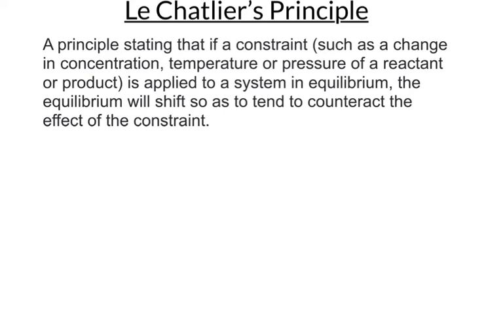All of these changes follow a principle called Le Chatelier's principle. Le Chatelier's principle states that if a constraint is applied to a system in equilibrium, the equilibrium will shift so as to tend to counteract the effect of the constraint. Things that are considered constraints are things like a change in concentration, as we've just seen, a change in temperature, a change in pressure of either the reactant or the product. It simply states that if we change something, the equilibrium will shift to fix it.